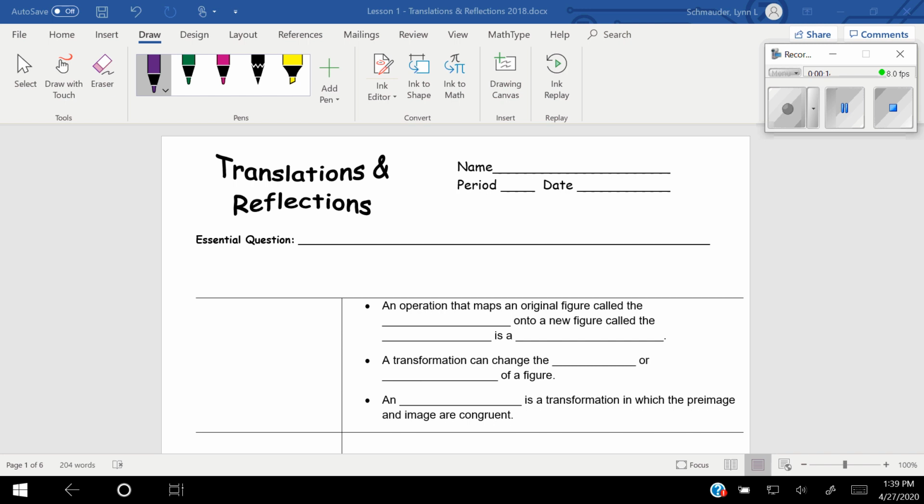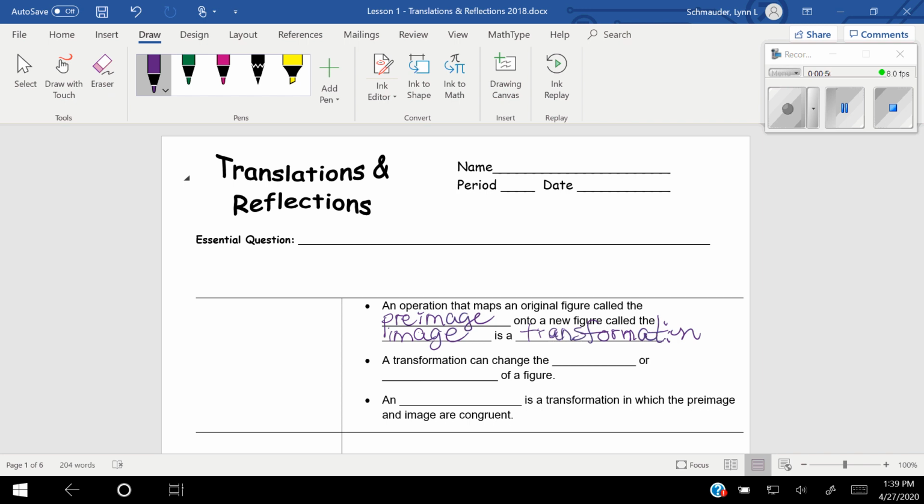So what is a transformation? Transformation. An operation that maps an original figure, called the pre-image, onto a new figure, called the image, is a transformation. That's all it is. So the pre-image is the one you start with. The image is what you get after you do the transformation.